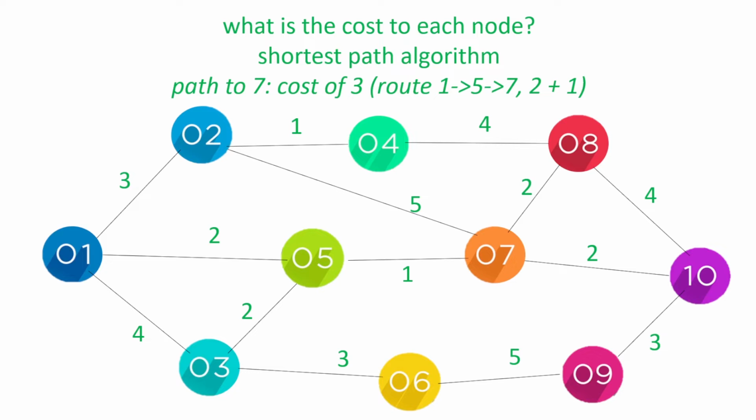Let's give you an example. The node 7, we can go from 1 to 5 to 7 with a cost of 3. There are other routes, but this is the shortest path. So that's an example. What about the other nodes? You should be able to work it out.